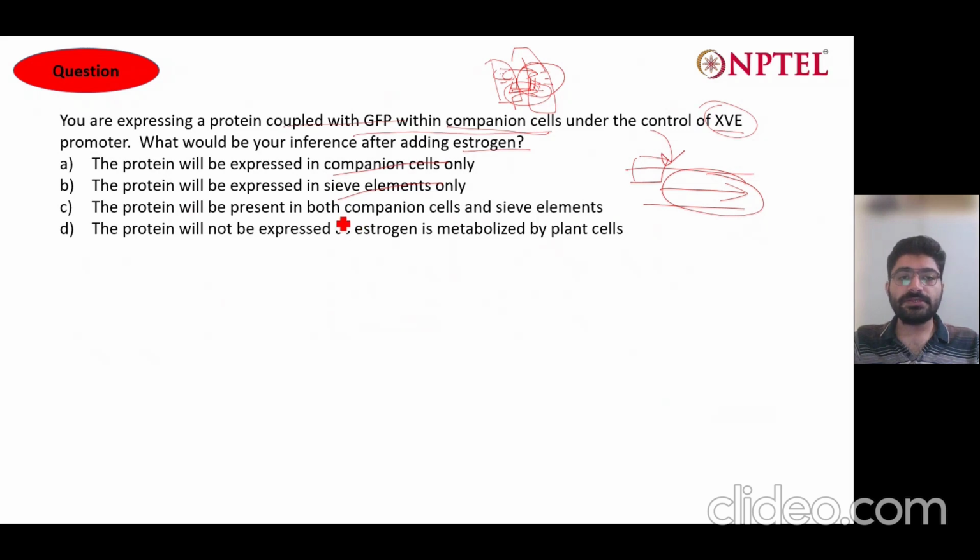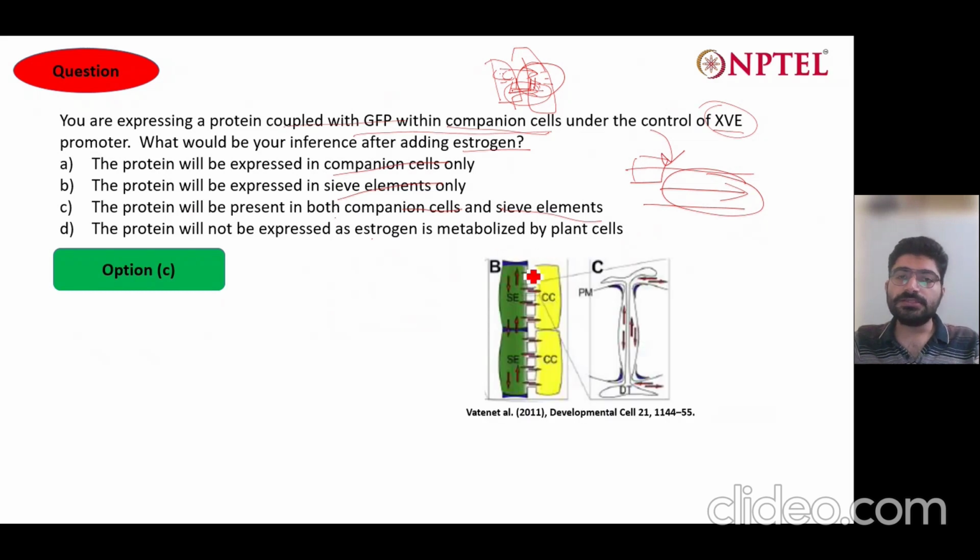the protein will be present in both companion cells and sieve elements, or the estrogen will not help. The protein will not be expressed as estrogen is metabolized by the plant cells. So the correct answer is option C. And this is what I explained just now. So the companion cells and sieve elements are in constant connection because of the plasmodesmata.